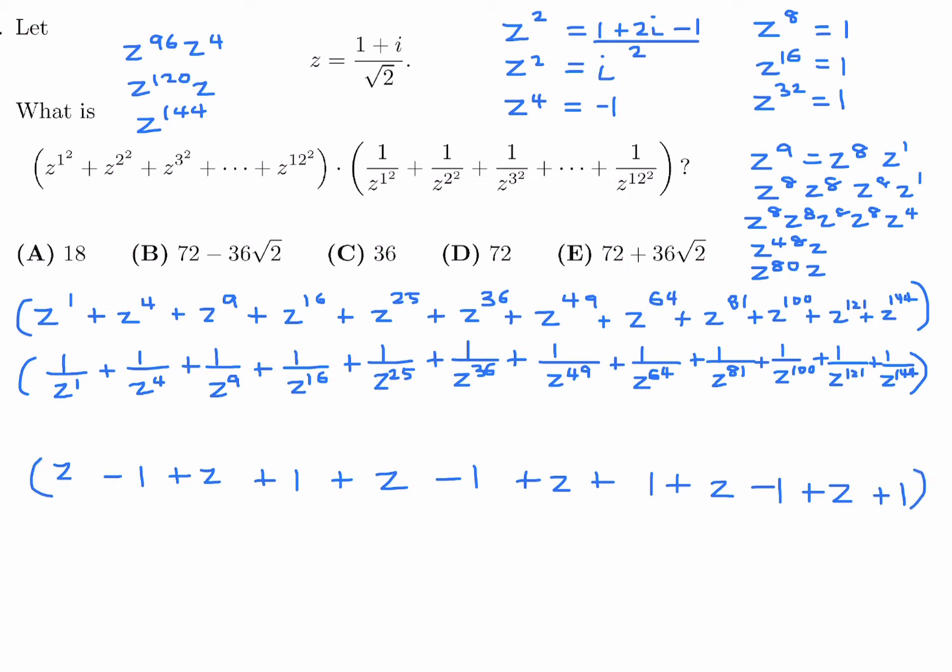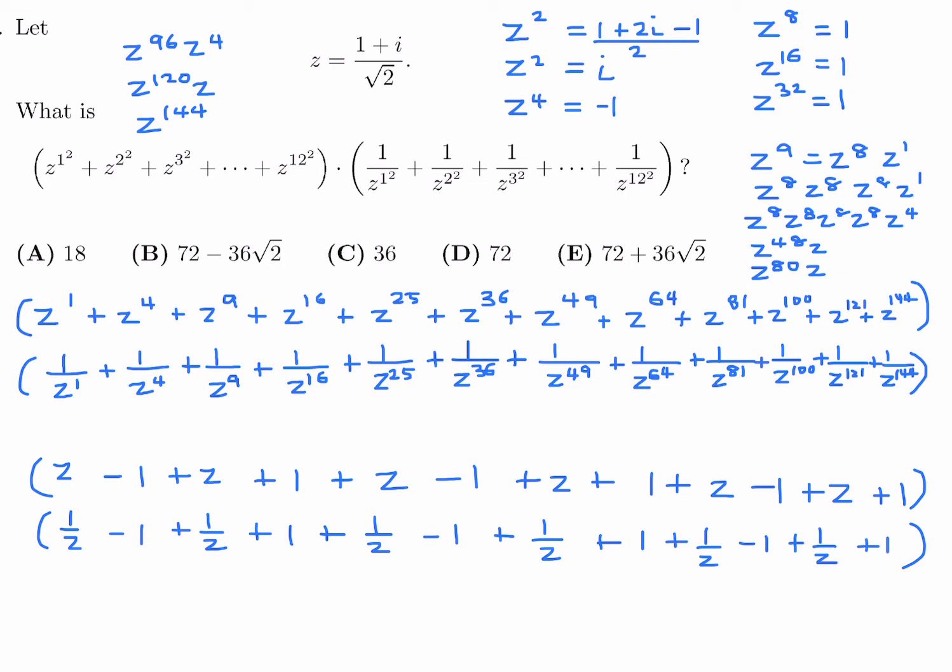And then this one will just be reciprocals. So it'll be 1 over z, negative 1 plus 1 over z, plus 1 plus 1 over z, minus 1 plus 1 over z, plus 1 plus 1 over z, minus 1 plus 1 over z, plus 1.